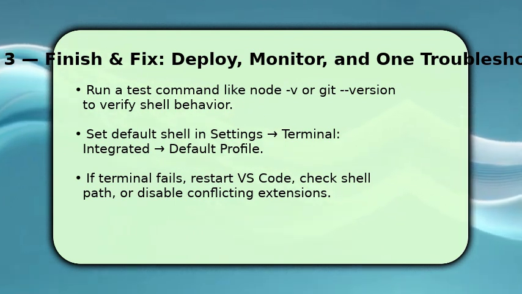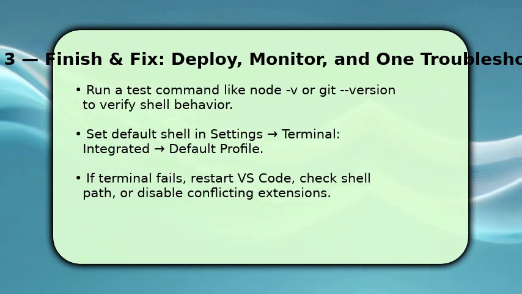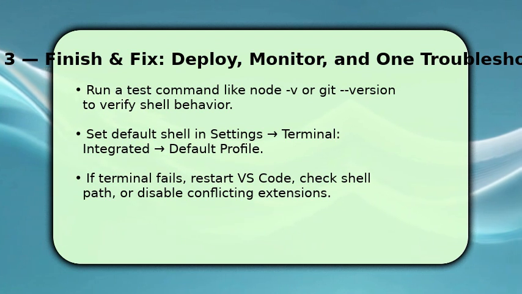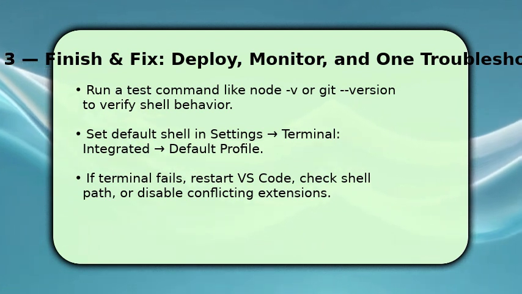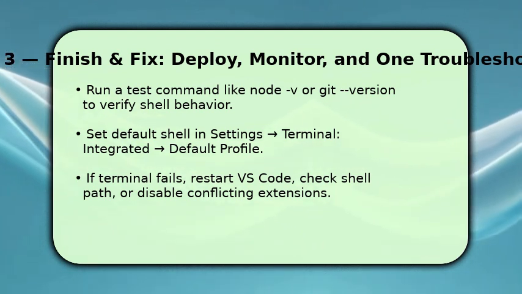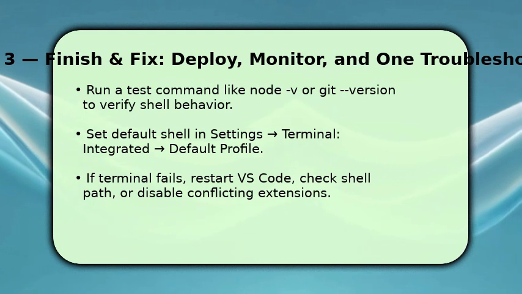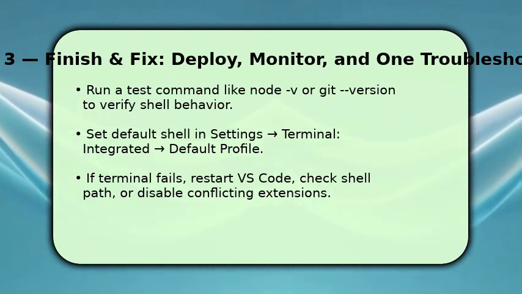If the terminal doesn't open, restart VS Code first. Then verify the shell executable path in Settings, and temporarily disable extensions that might hijack the terminal. That one troubleshooting step fixes most issues quickly and reliably.